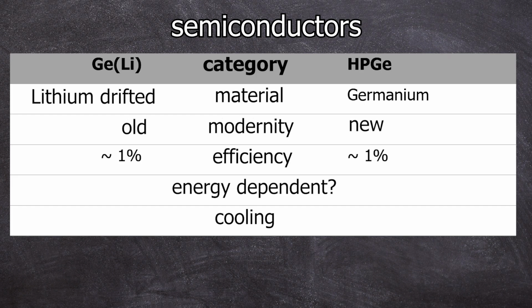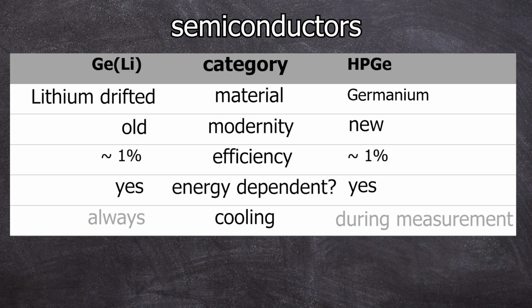The efficiency of both is similar, between 1 to 5%. It depends on the energy. High energy gammas pass right through, while low energies are easily shielded by, for example, the housing. Both detectors must be cooled during measurement, but the Ge(Li) must remain cooled in between measurements, which the HPGe does not. This makes the high purity detector more convenient and preferred for everyday use.